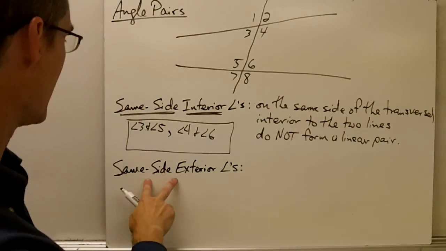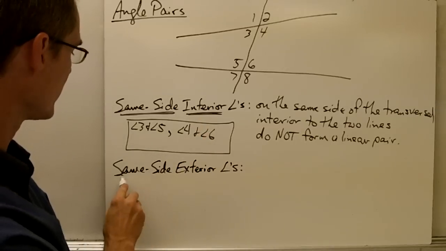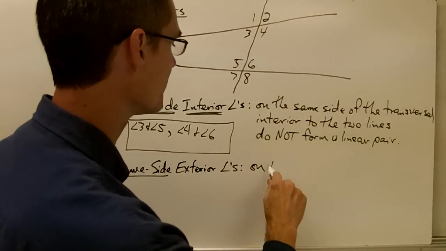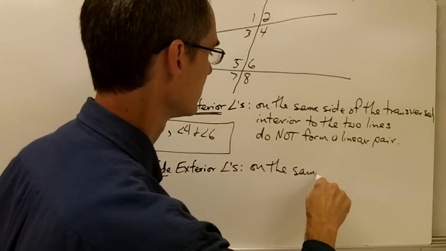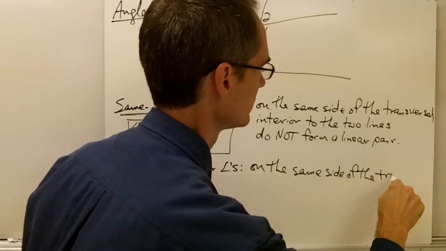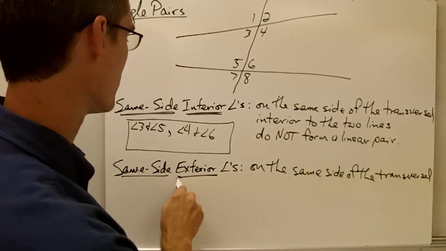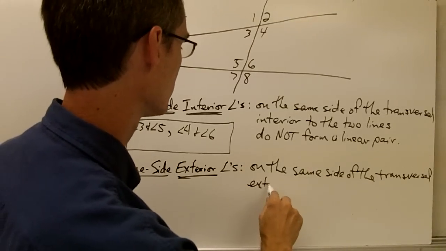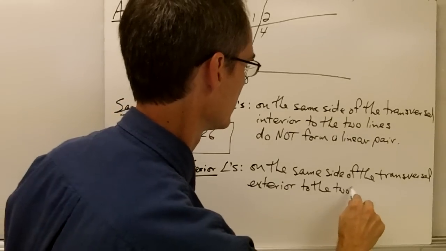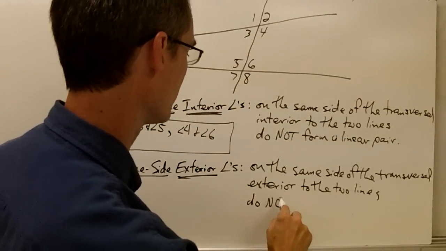All right, let's take a look at same side exterior angles. Well, these are going to be similar to same side interior angles in that they are going to be pairs of angles that are on the same side of the transversal. This time, however, they're going to be exterior to the two lines. And once again, they do not form a linear pair.